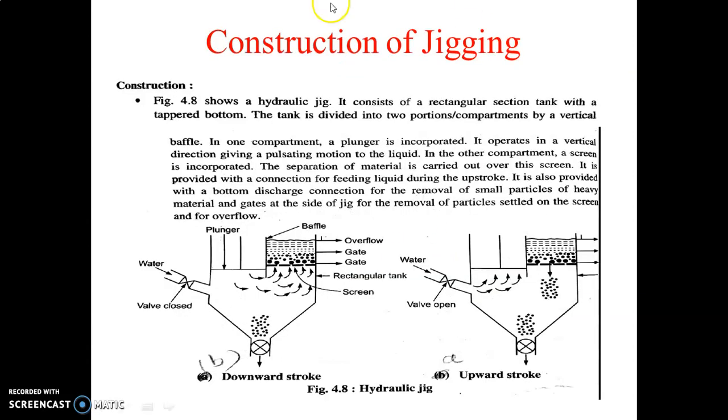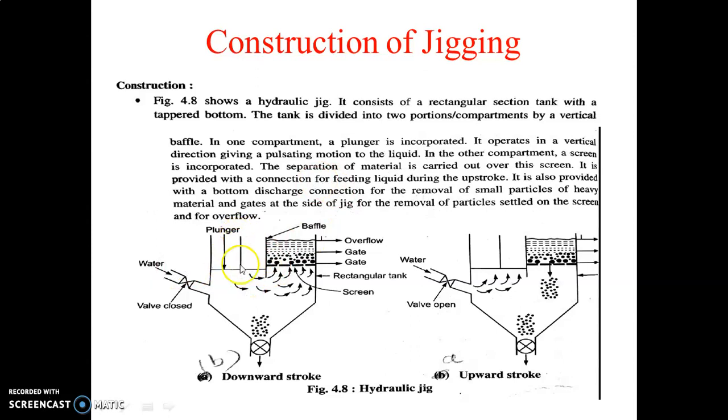So this is the actual jigging machine. We will first discuss the construction. It is a rectangular tank having a tapered bottom, that means a conical bottom. The tank is divided into two portions or two compartments. In one compartment a plunger is incorporated. A plunger is nothing but something like a piston.